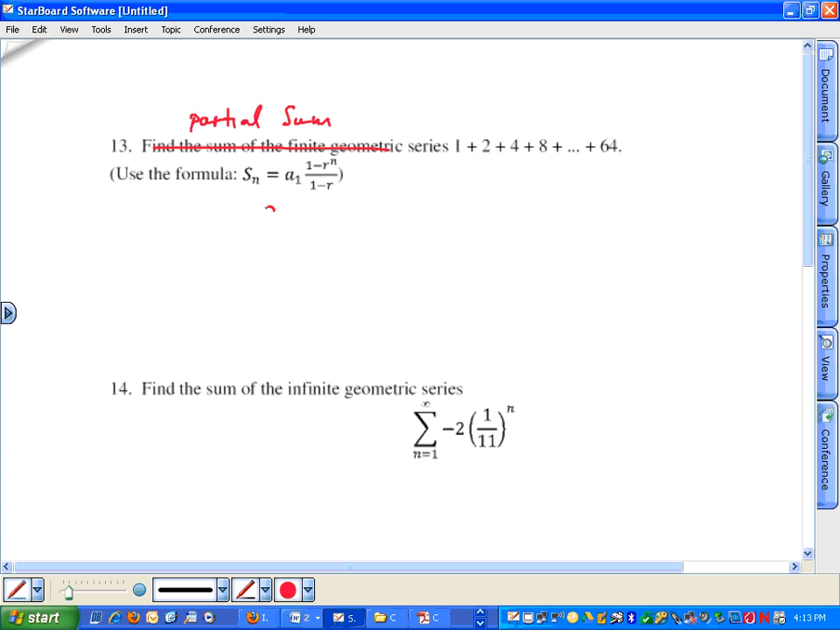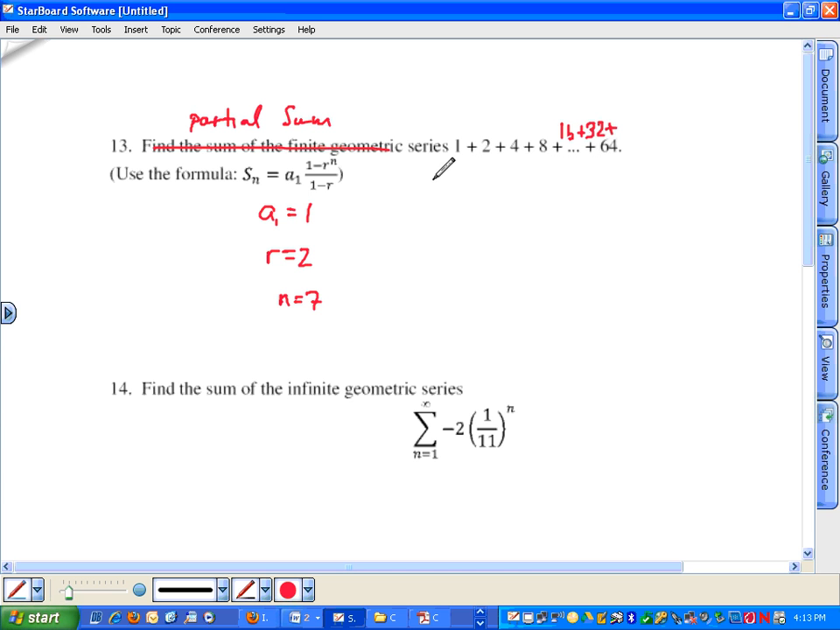So the hint here is to use this formula. We know the first term, a sub 1, is equal to 1. Now r here represents the common ratio. It's doubling every time, so the common ratio is 2. N is the number of terms that are being added. And this dot dot dot means there's terms in here that are not shown that are being added, so the next term would be 16. Then we have a 32 in there, and then we're up to the 64. So we need to count these terms: 1, 2, 3, 4, 5, 6, 7. We're adding 7 terms, so n is equal to 7.